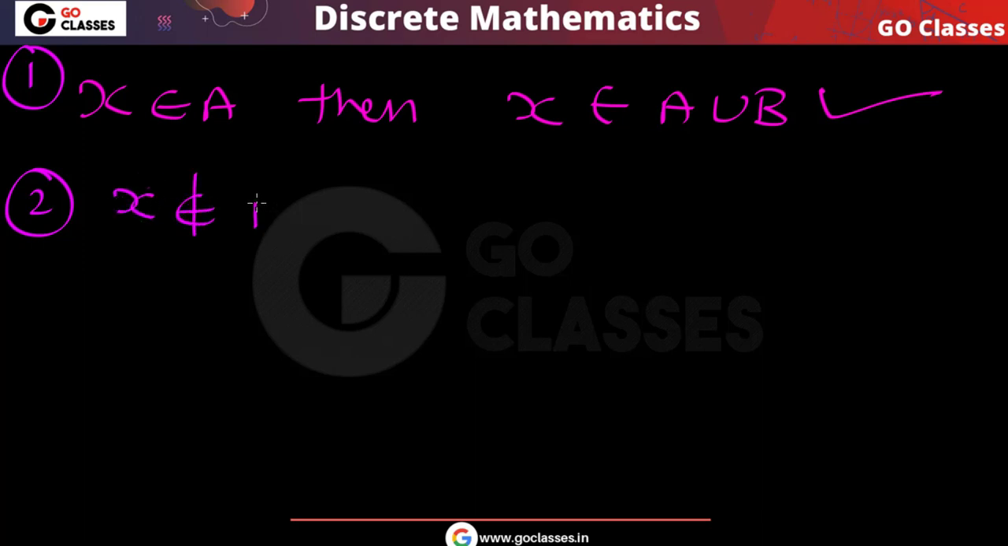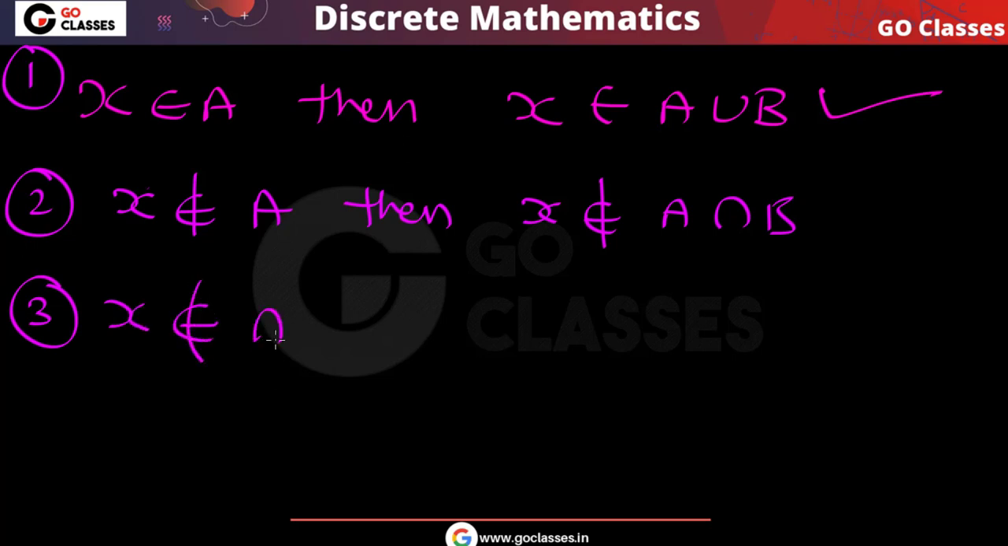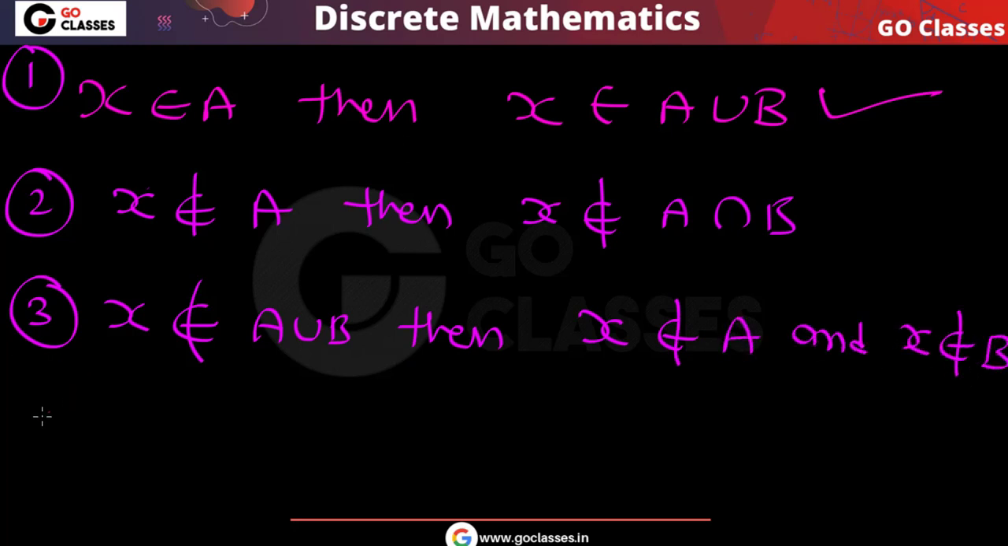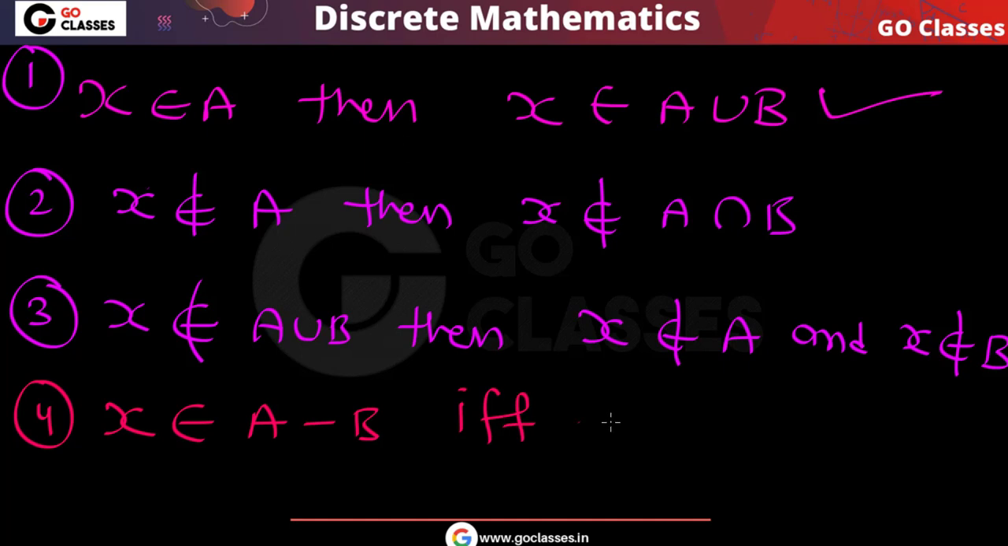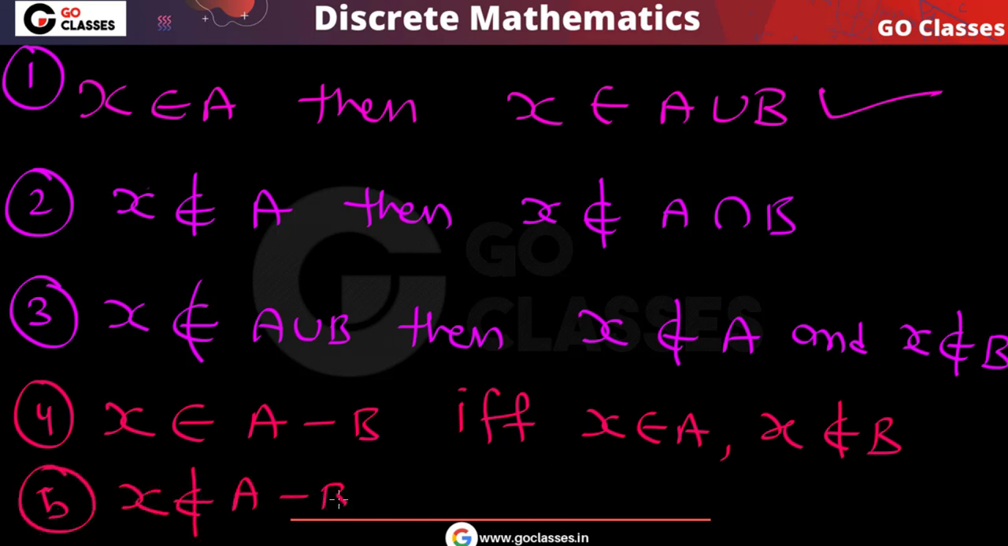For example, if x does not belong to A, then I can definitely say that x does not belong to A intersection B. Similarly, if x does not belong to A union B, then I can say that x does not belong to A and x does not belong to B. x belongs to A minus B if and only if x belongs to A and x does not belong to B. Similarly, if x does not belong to A minus B, then it means either x is not in A or x is in B. All these facts we have already seen in the last video.